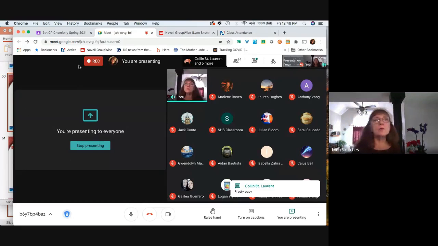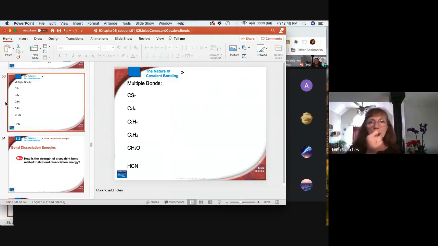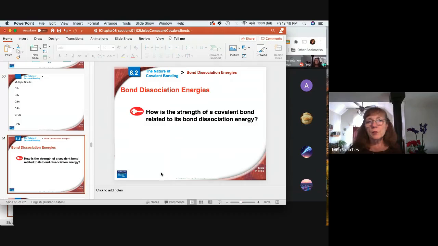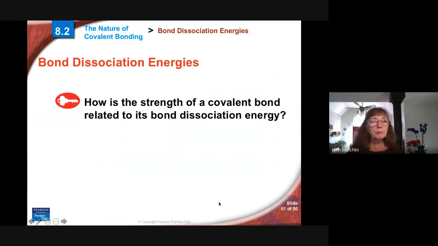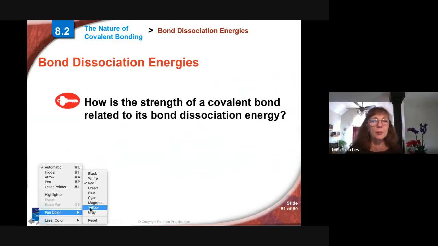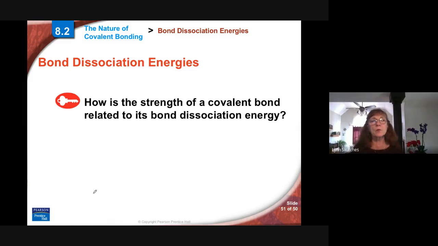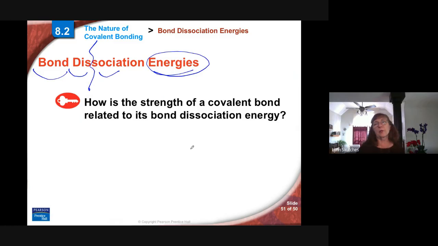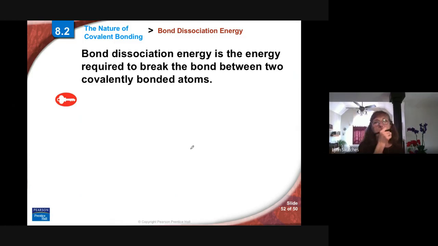All right, let's move on then and get on to the next topic, which is bond dissociation energy. You could probably deduce what this means using your English skills. It's something about bonds between atoms. Dissociate is when they come apart into pieces, and how much energy it takes to do that, right? So very simply, it's how much energy do you need to break a covalent bond between 2 atoms.